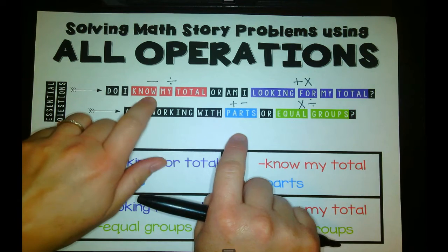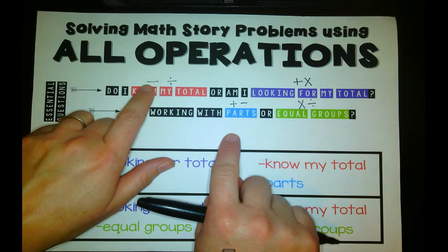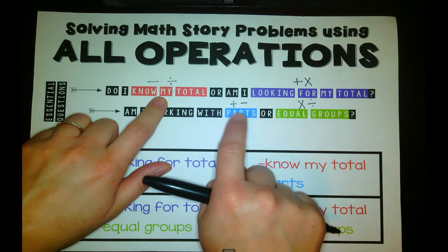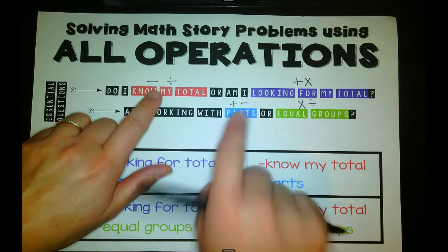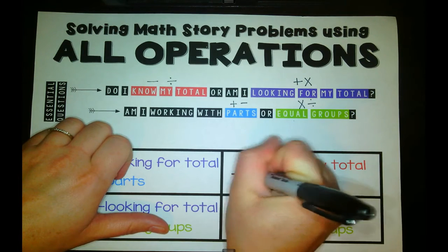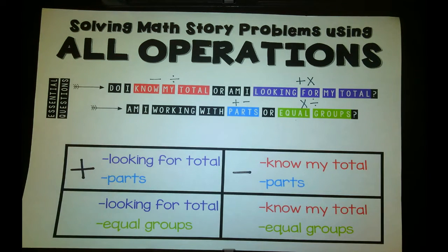Because when I look up at I know my total, I'm using subtraction or division, and when I have parts, it's addition or subtraction. The same operation amongst both of those is subtraction. So when we know how many we have and we're separating them into different parts, we will subtract.